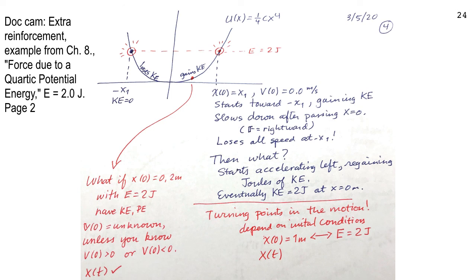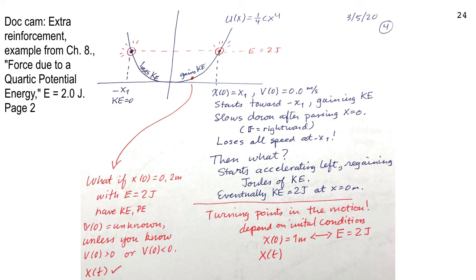All right. So it starts toward minus x1, gaining KE. Now, once it passes the origin, x equals 0, the force is going to be to the right. So it slows down after passing x equals 0, right? Because to the left of 0, the force is now rightward. And you can calculate the force using the gradient function or anything else you want to do.